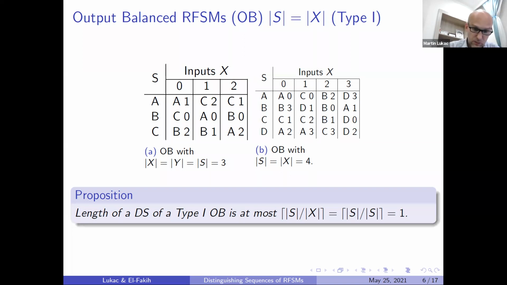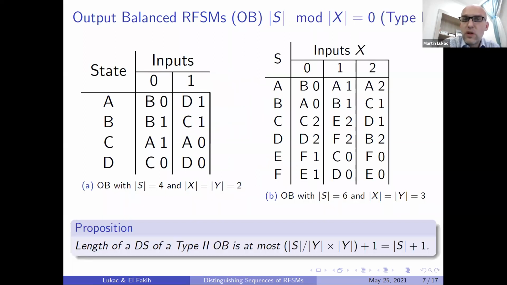that will directly allow you to identify the hidden state of your finite state machine. A little bit more complex case happens when the number of states modulo the number of inputs is equal to 0, which means the number of states is a direct multiple of the number of inputs. For example, here we have a machine in table A where the number of states is 4, the number of inputs 2, so 4 modulo 2 is equal to 0. Similarly for the machine in table B. Now the length of this distinguishing sequence is essentially a product of the number of inputs and a ratio of the number of states divided by the number of inputs.